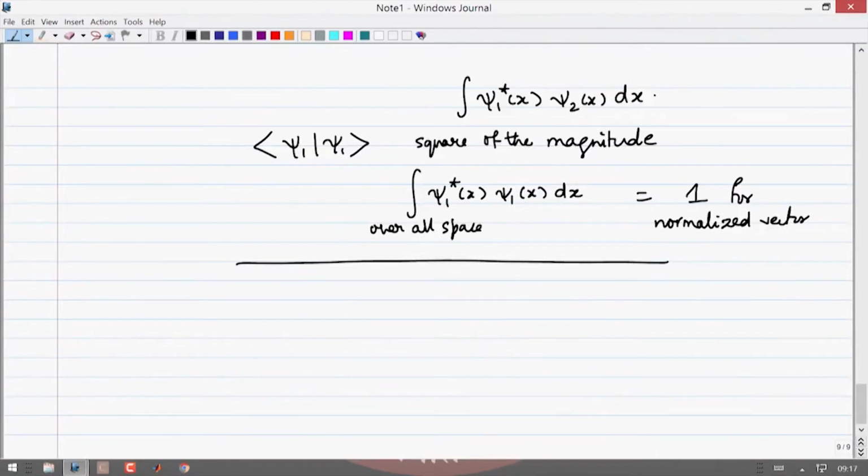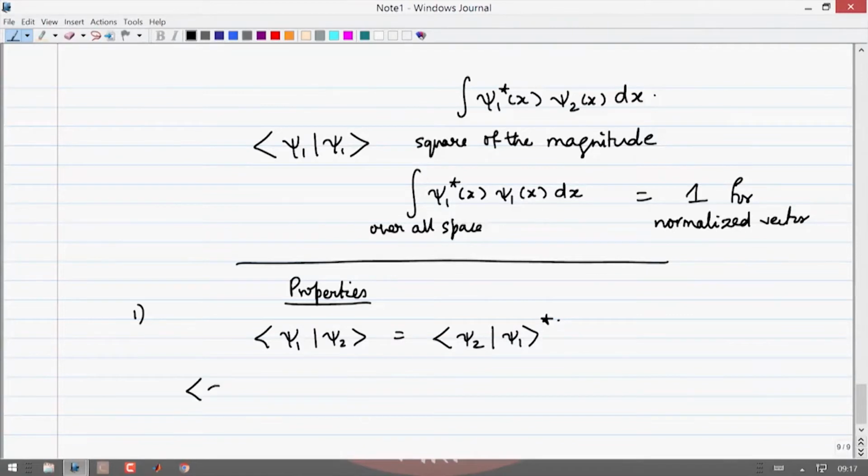Before that, a few properties of this need to be looked at. So, let us write them down. Properties. The first one is something you have already seen, namely psi 1 psi 2 also defines the complex conjugate of this, psi 2 psi 1 star.